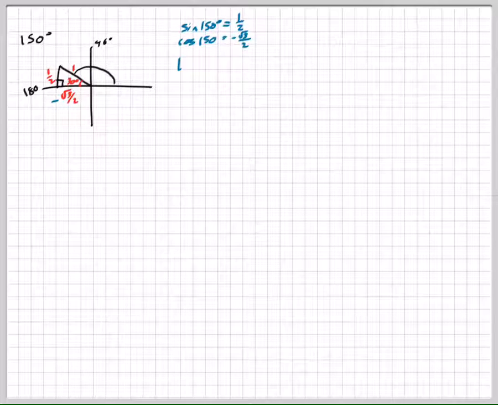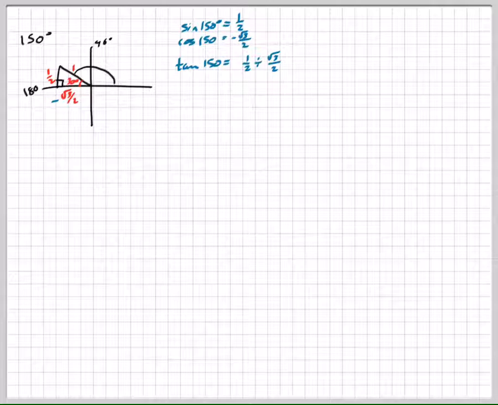Okay, so after we have our sine and cosine, would you guys also be able to find the tangent of 150 degrees? Do you guys remember what tangent is? You guys remember SOHCAHTOA? You learned that in geometry. It was an acronym to help you remember that tangent is the opposite side divided by the adjacent side, which is sine divided by cosine. So we say 1/2 divided by rad 3 over 2, which is the same as 1/2 times 2 over rad 3, which gives you 1 over rad 3.